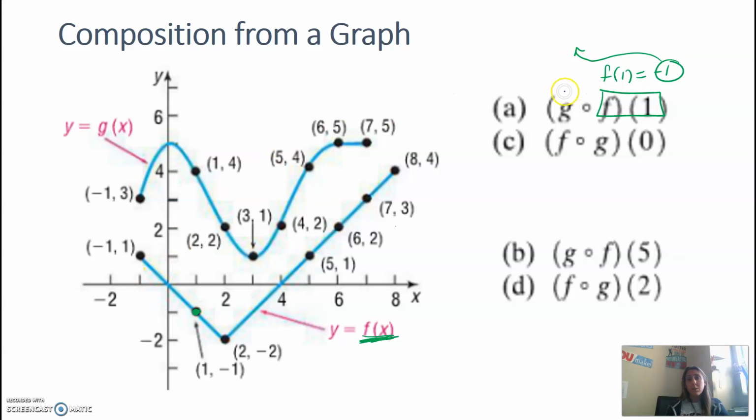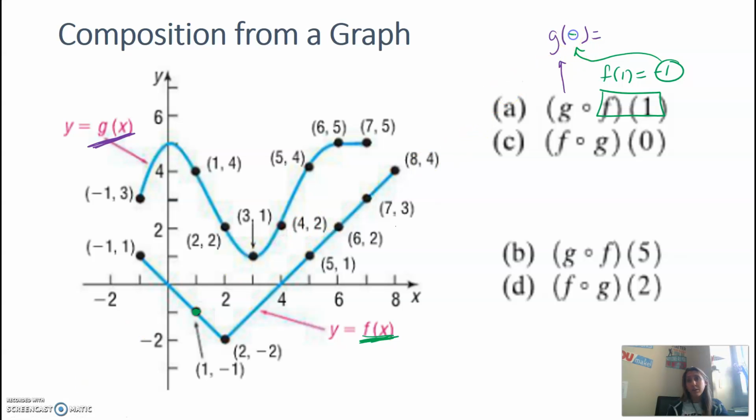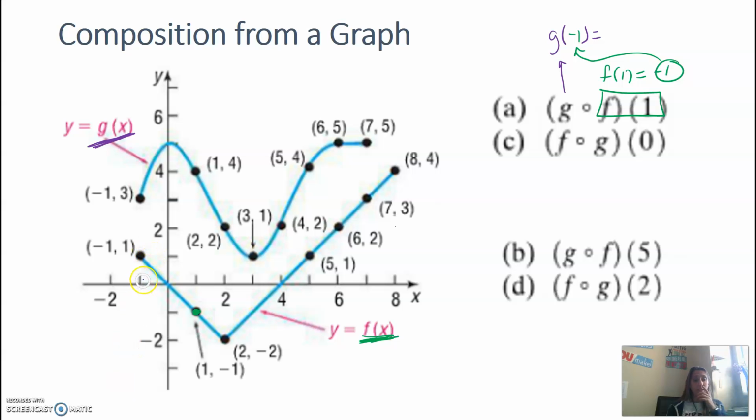Okay, so I'm writing it up here because I have space. So g, and then this is our g function right here. We should have negative 1 in here. So when g is negative 1, we go to negative 1 and we go up until we hit the g, which is 3. That equals 3.